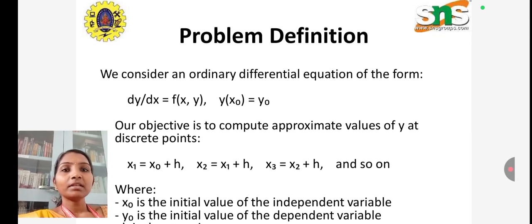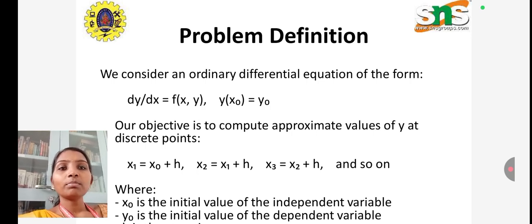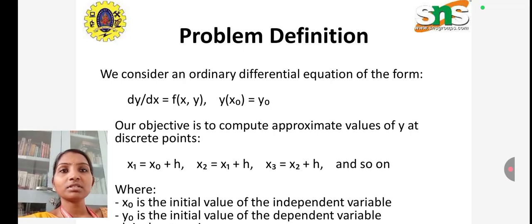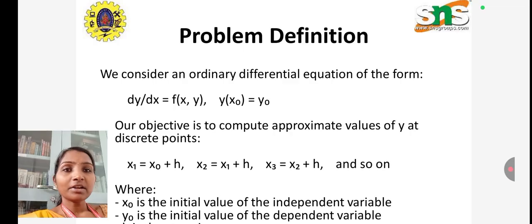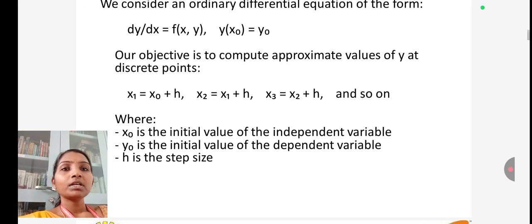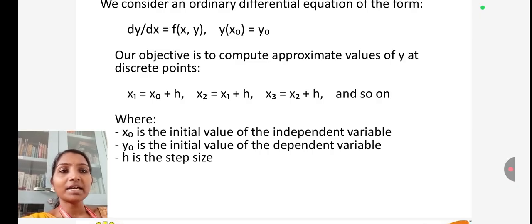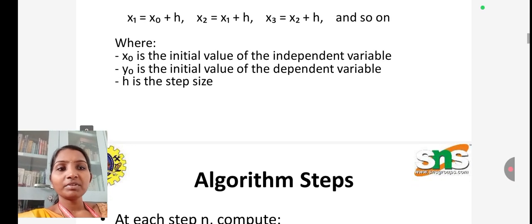The first step in design thinking is the problem definition. Before that, we will define the problem of ordinary differential equation with initial value conditions. Here we consider an ordinary differential equation of the form dy by dx is equal to f of x comma y, which has been discussed earlier. That is the general form of an ordinary differential equation, with y of x naught is equal to y naught. Here our objective is to compute approximate values of y at the discrete points x1, x2 and x3 as given earlier. h is known as the step size, which we have discussed in the previous videos.